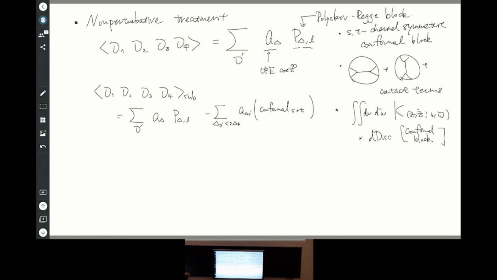Okay, so this is an object that they defined, and then under certain assumptions, which I'm going to tell you, they basically argue that this becomes a dispersive representation of the amplitude, which is basically a usual dispersion relation expression of the scattering amplitude.